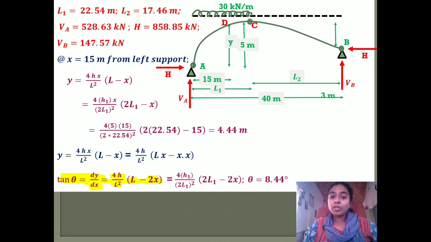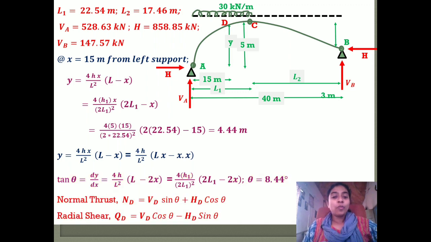Now substitute h by h1 and L by 2L1, as we have seen earlier. Substitute the value for x as 15 meter. We get theta is equal to 8.44 degree.